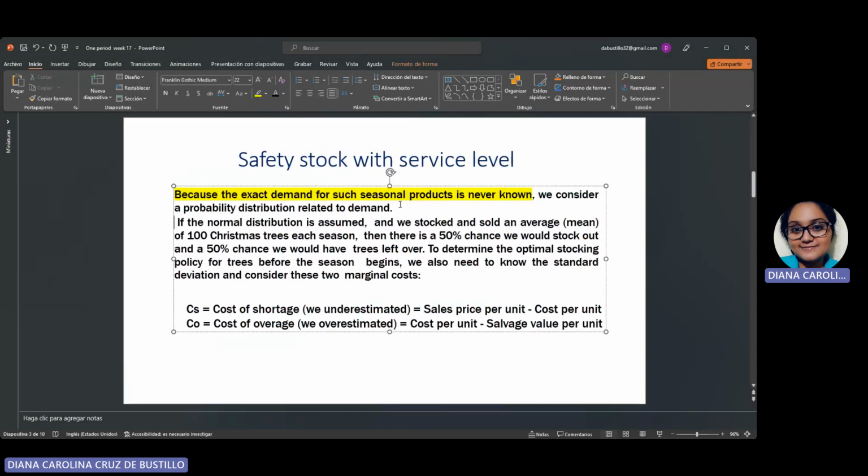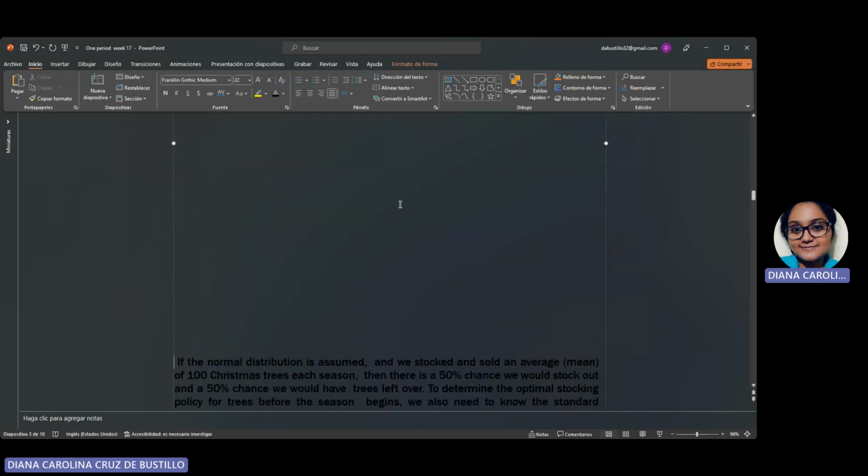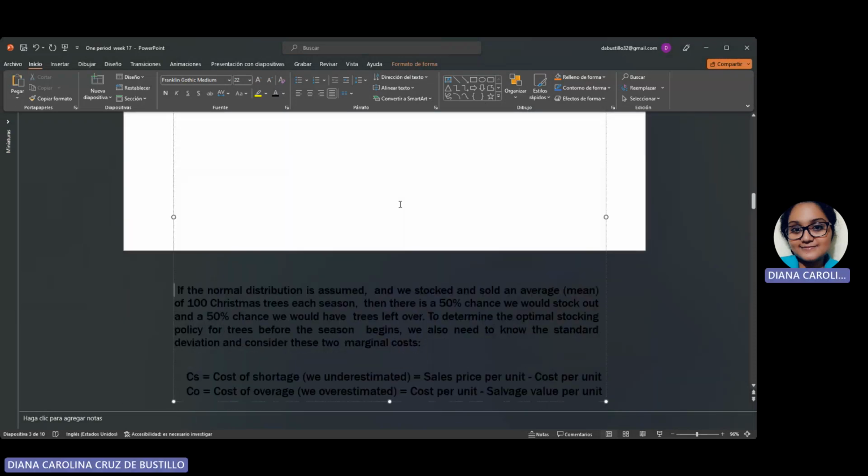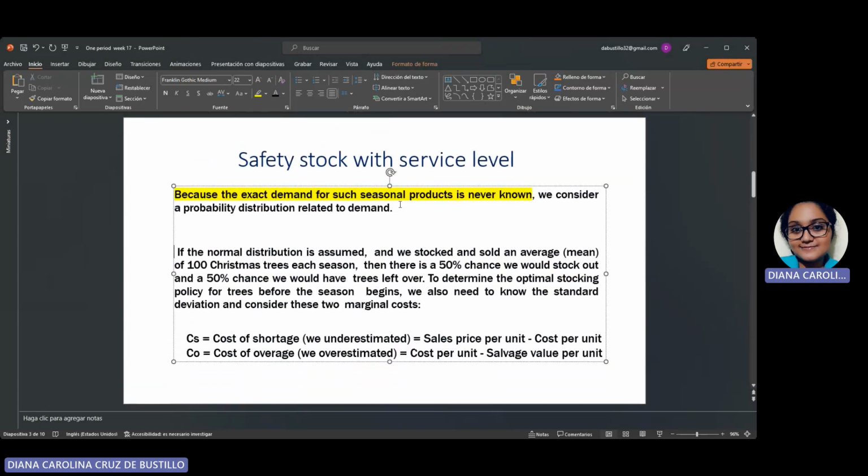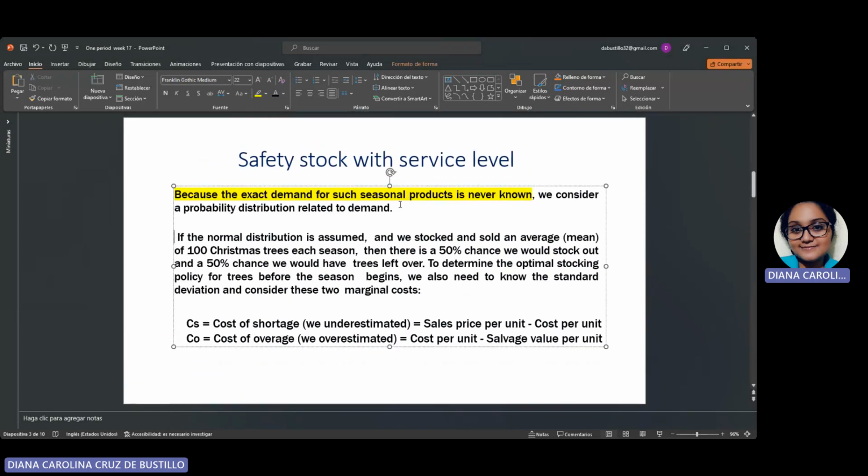In order to apply this model, you need to have information about previous seasons. You need to know the mean and the standard deviation of the demand in the past. How many data points should you have? I would say at least 15, in order for you to be able to estimate both the mean and the standard deviation.